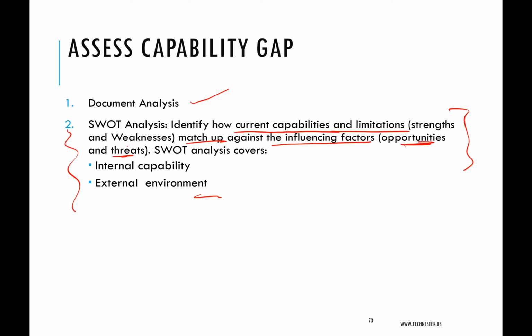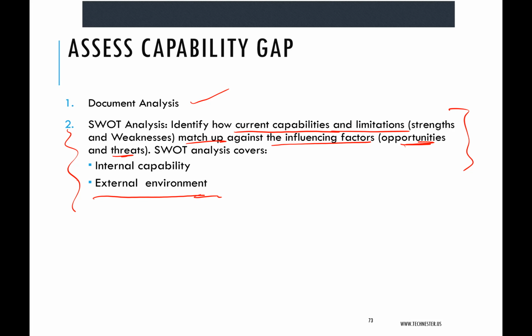Then there are some external things you don't necessarily have control over, or you have very little control over, but may be affecting you no matter what you do. Those are the external environment. So there are two parts to SWOT analysis: internal capability and external environment. So external factors that may be affecting you or your product or your organization.